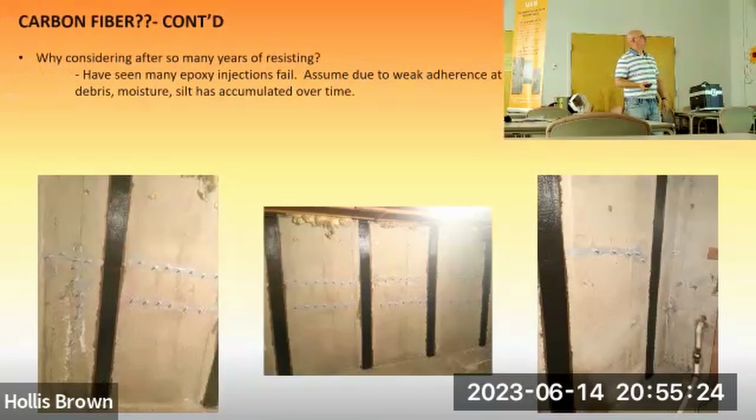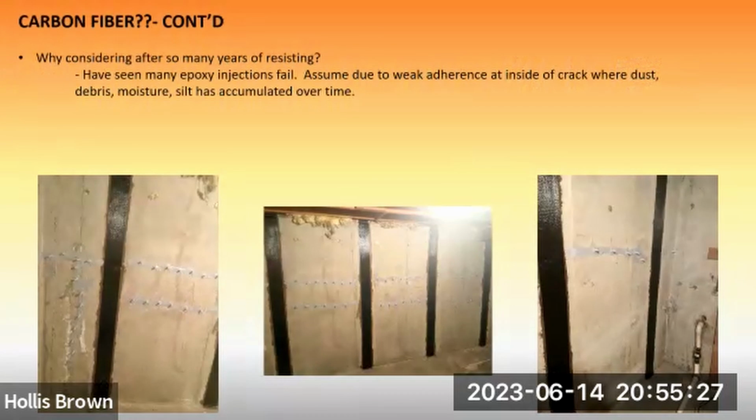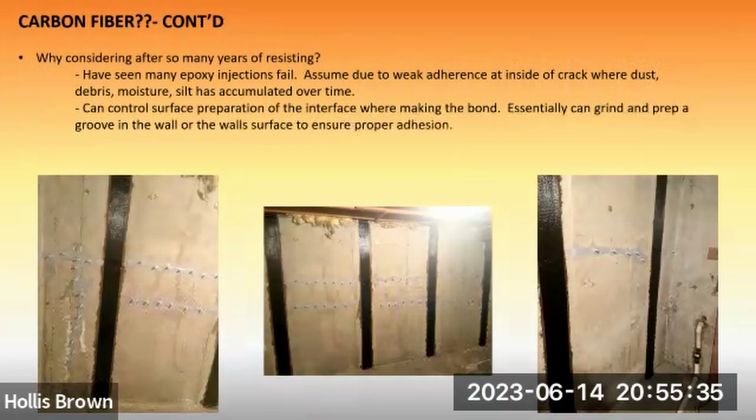Already went through this. Why have I started doing it in the last 5 years? I've seen many epoxy injections fail, and I assume it's due to weak adherence inside the crack where dust, debris, moisture, silt have accumulated over time. With carbon fiber versus injecting epoxy, I can control the surface prep of the interface where the bond is made. Essentially, you can grind and prep a groove in the wall surface to ensure proper adhesion, where injecting and hoping that the epoxy will hold it together, you don't have any of those benefits.